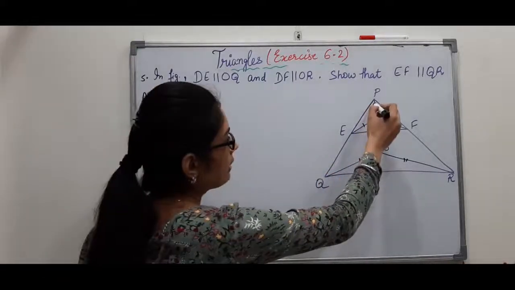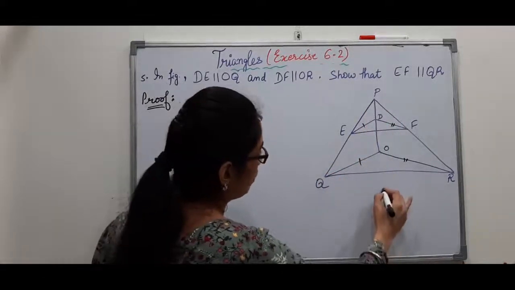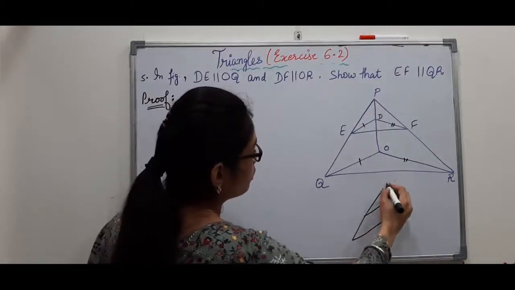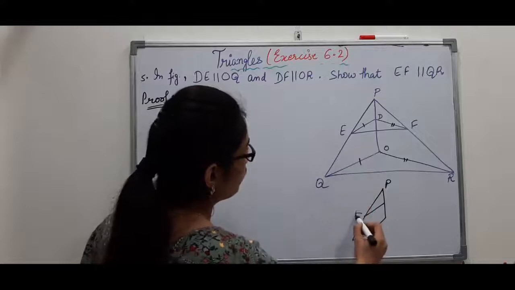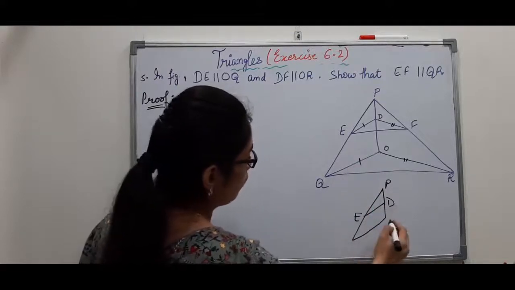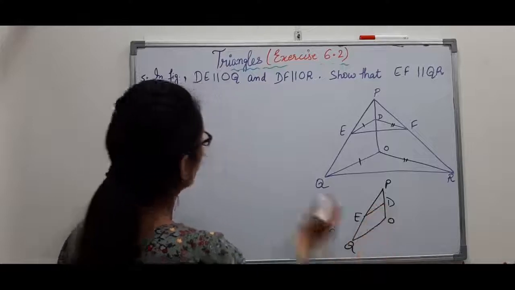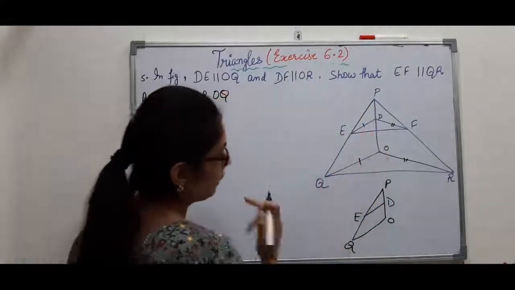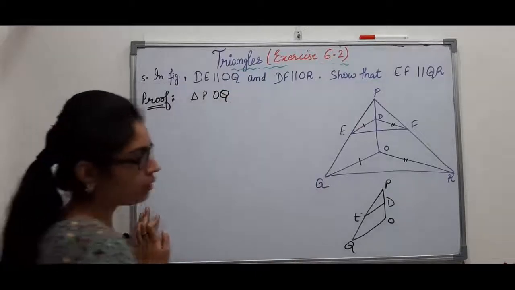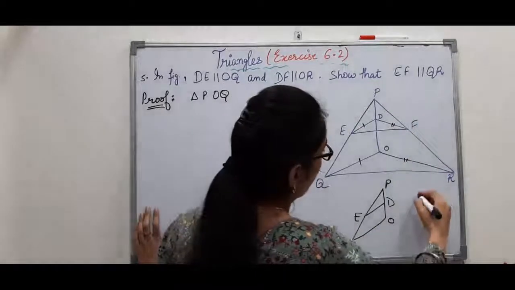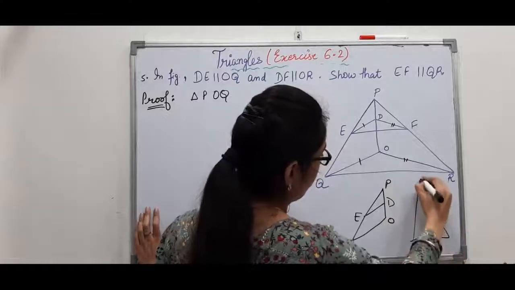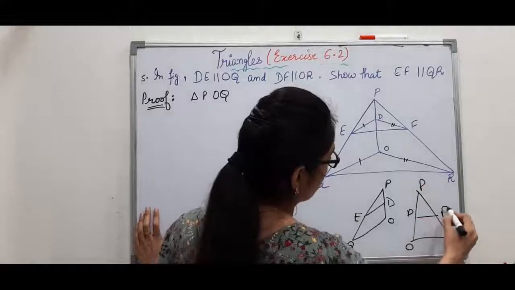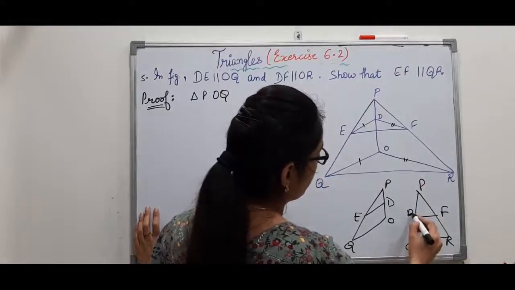First of all, I will take this triangle and draw it here so that you won't get confused. So this is P, and these points are E, D, O and Q. So this is triangle POQ. You can also draw it straight if you want. The other triangle is POR, so I will draw triangle POR straight. In this we have DF. So it is better to draw a rough sketch.